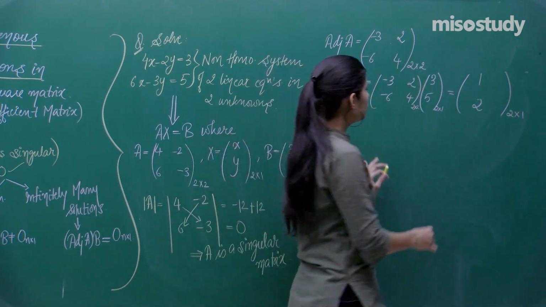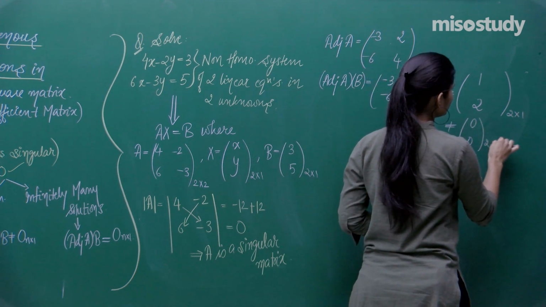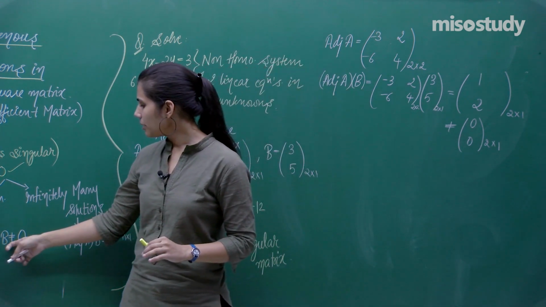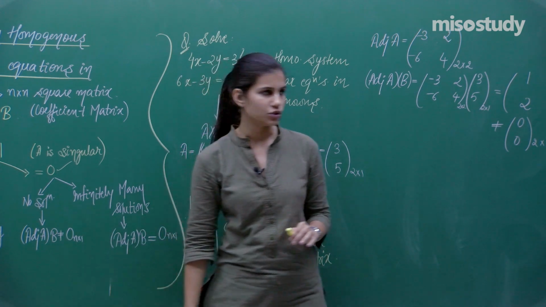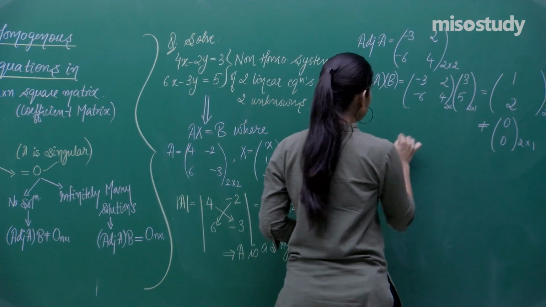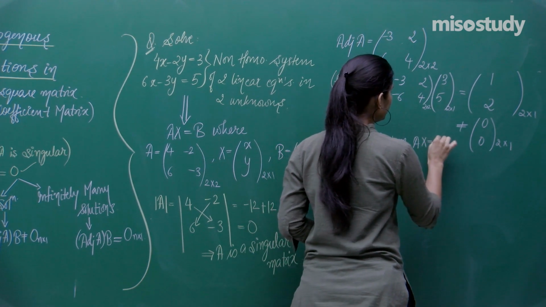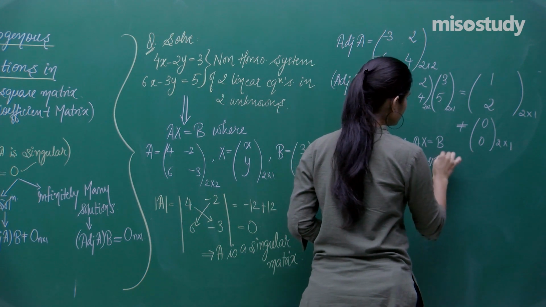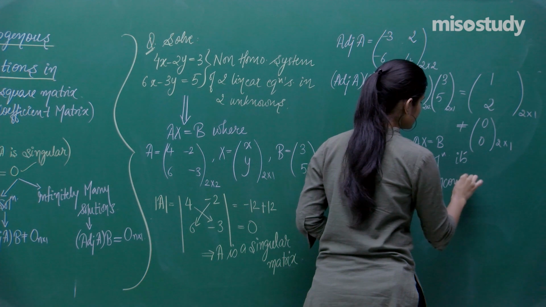Clearly, adjoint of A into B is not equal to the null matrix of order 2 cross 1. If adjoint of A into B does not come out to be equal to the null matrix of order n cross 1, you declare that there is no solution. And therefore, I say that the system Ax equals B has no solution. It is inconsistent.